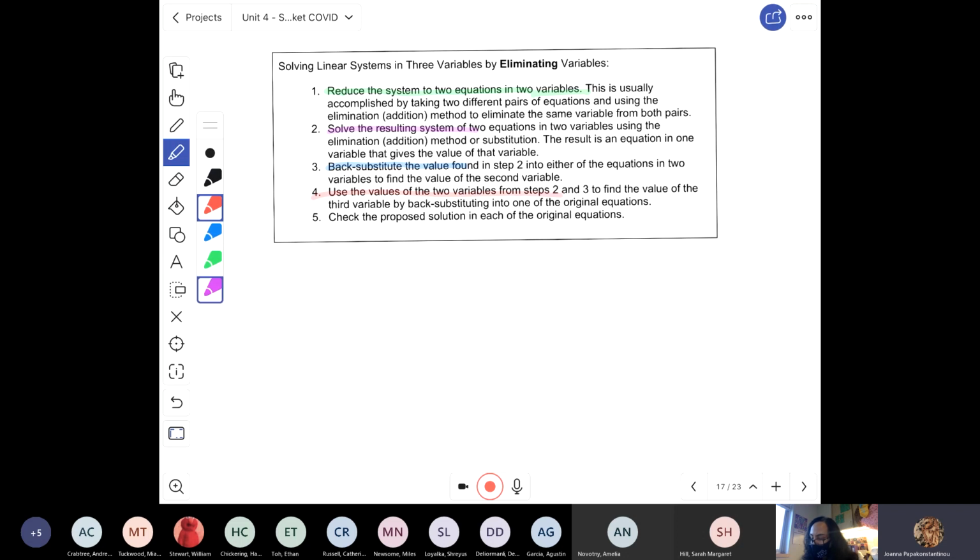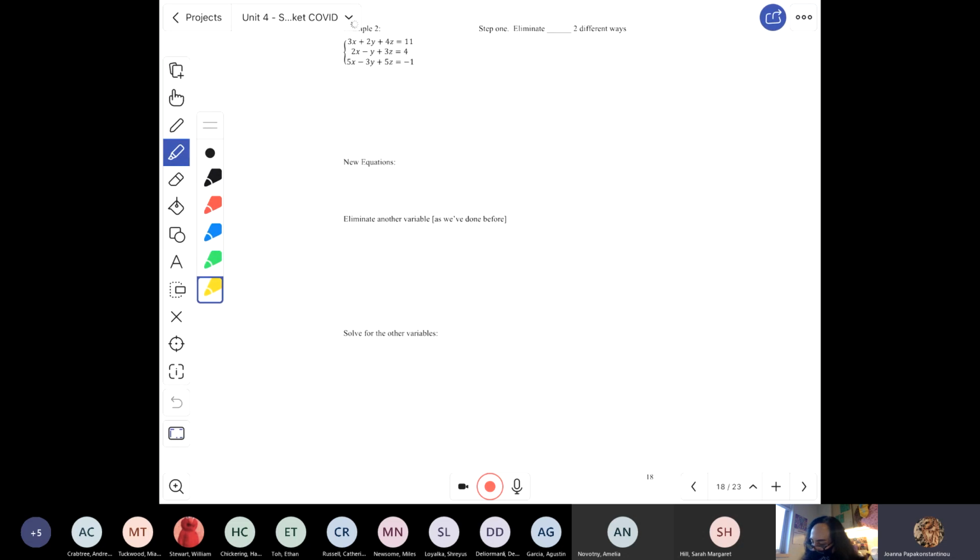And then at the end of the problem, make sure you check your solution by substituting in the point, if you got a unique ordered triple, into each of the equations to verify. There's no reason that you should submit an ordered triple and say that's the solution when if I were to go back and substitute, it wouldn't work. So let's look at an example.